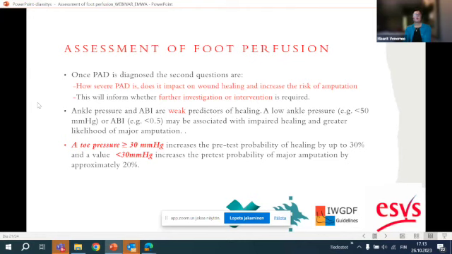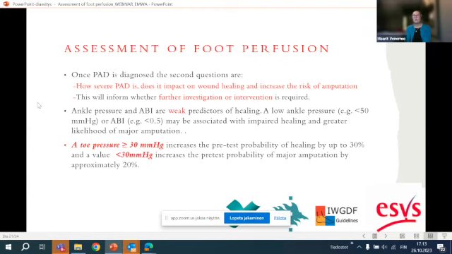Well, once we have diagnosed PAD, the second questions are how severe PAD is, does it impact wound healing and increase risk of amputation? This will inform whether further investigation or intervention is required. Ankle pressure and ABI are weak predictors of healing.